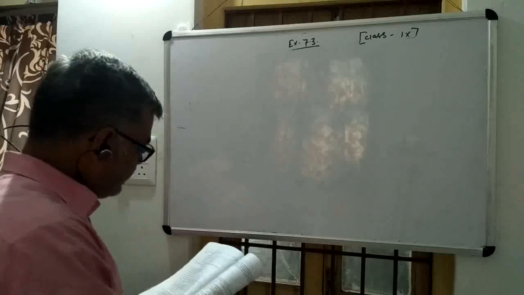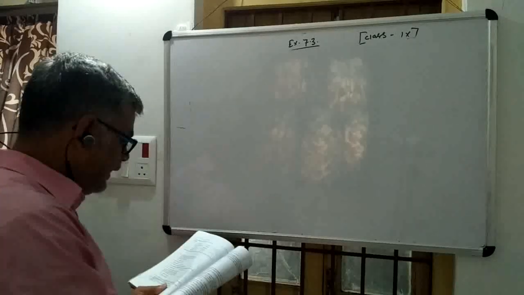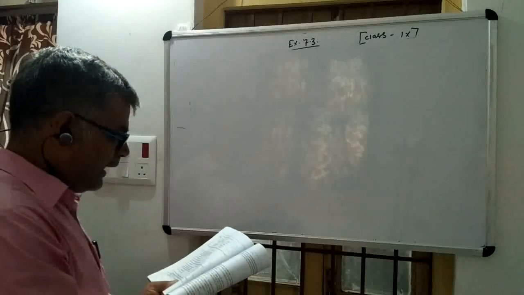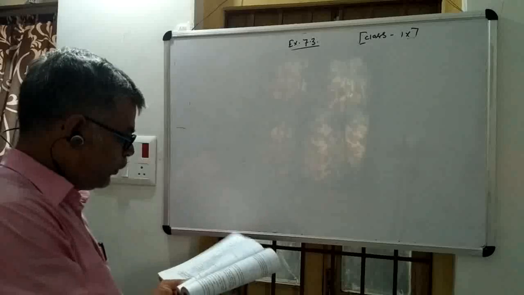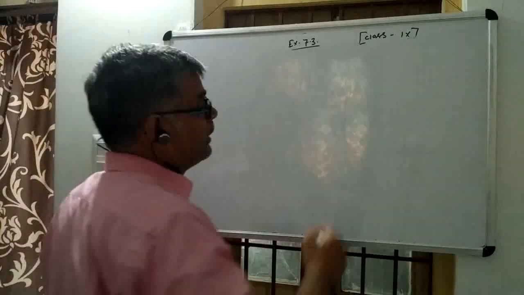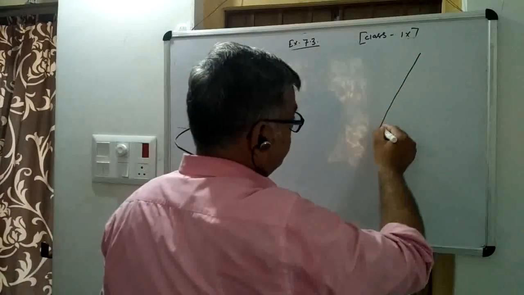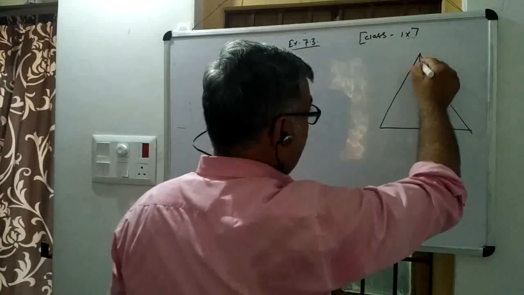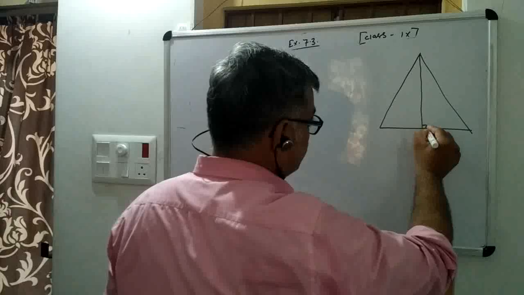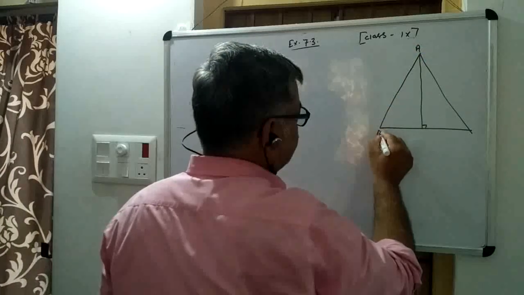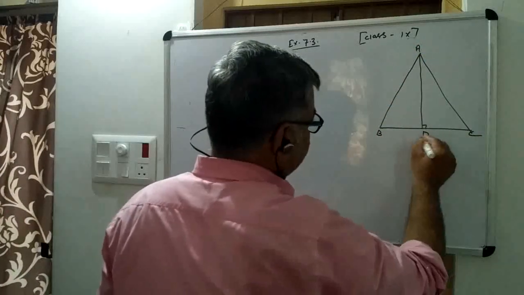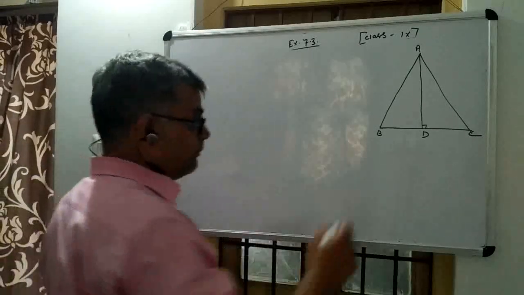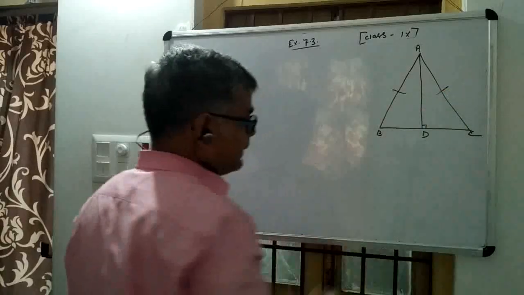The second question is saying that AD is an altitude of an isosceles triangle ABC in which AB equals AC, so that AD bisects BC. This is a simple question. Suppose this is triangle ABC and AD is an altitude. This is triangle ABC and this is your altitude. Isosceles triangle given means AB equals AC is given.